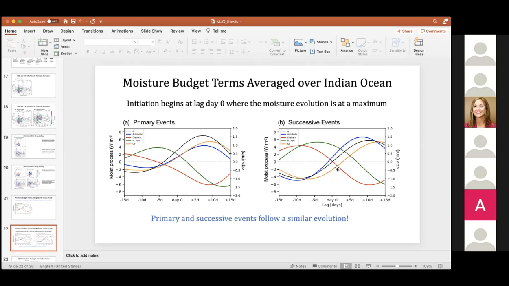And as soon as it initiates, both of these terms become negative. And here the diabatic term largely tries to dry out the MJO through the condensational processes. Looking at the adiabatic terms in blue again, we see a similar thing as in primary. We have negative all the way up until lag day 0, where it strengthens and becomes a maximum at about lag day 8. But one big difference between the successive and primary events is the strength of the adiabatic term is about 50% stronger in successive events than in primary events. And there's a little bit of a different phasing between the maximum in the moisture anomalies and the maximum in the adiabatic motions.